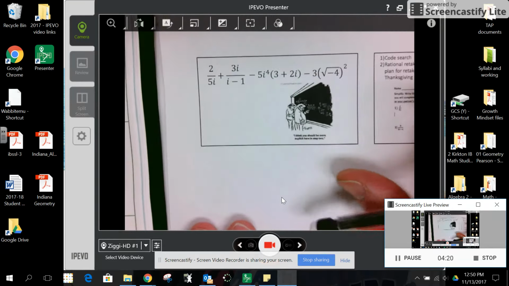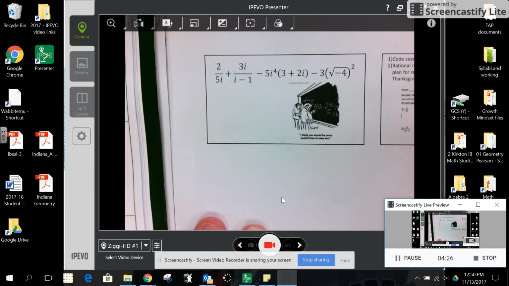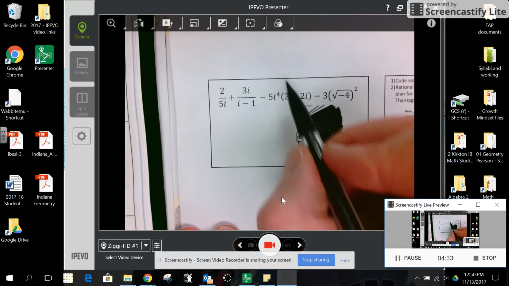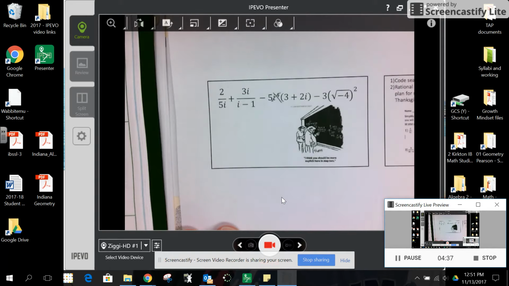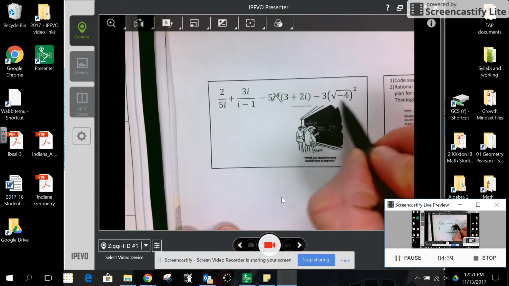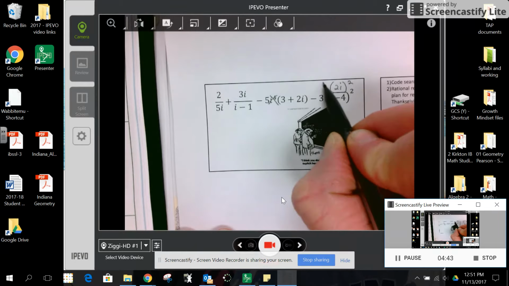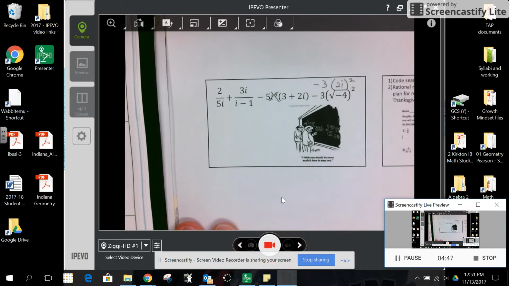Next one has some fractions in it. Go ahead and pause the video, write down the problem, and then you can work it out from there. So I'm gonna do a few things first. I'm gonna attack this in parts. i to the 4th, I don't need anything there because it's just 1. And I'm going to change this to 2i. So I really have 2i minus 3 times 2i squared.